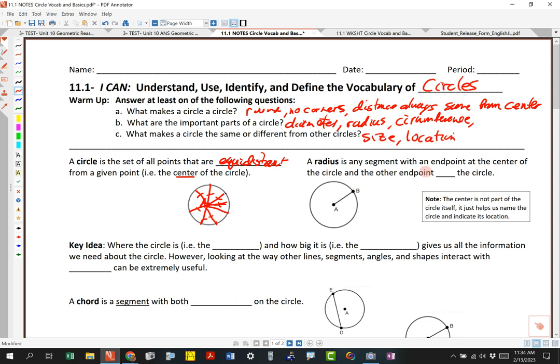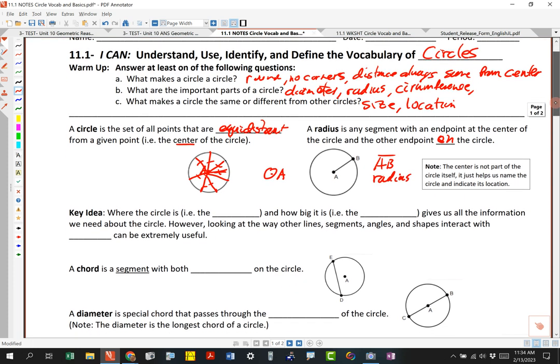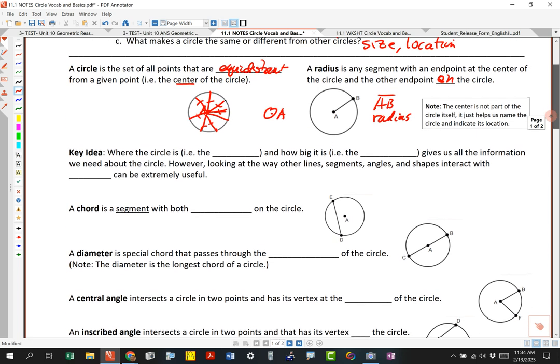The radius is any segment with an endpoint at the center of the circle and the other endpoint on the circle. So it can't end part way. It can't end past the circle. It's got to be right here. So AB, like this, is a radius. Okay, and when we name circles, we name it by the center, so we call this circle A. Okay? So if it had a different center, center B, we'd call it circle B, and so forth.